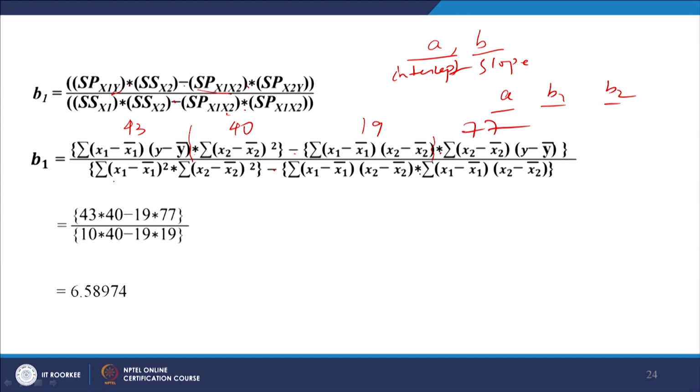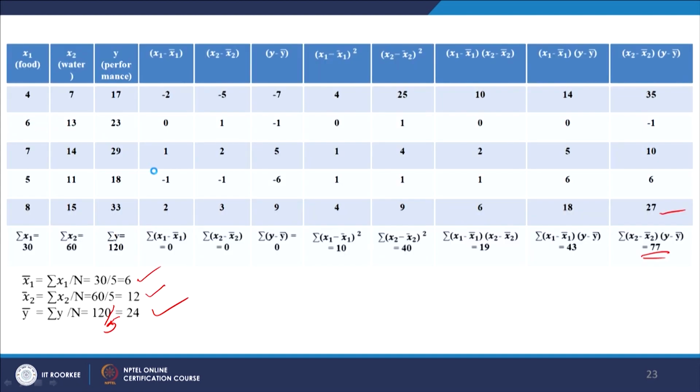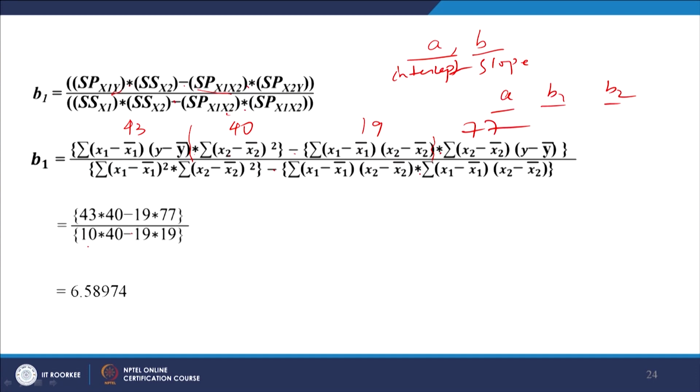Then, similarly, at the bottom, x 1 minus x 1 bar squared. So this one is 10, right. So 10 into 40; again, we have seen it here, x 2 minus x 2 bar is 40, and 19 we have already got here. So now taking this, 19 into 19. So B 1 we are getting is 6.58974. So we have calculated B 1.